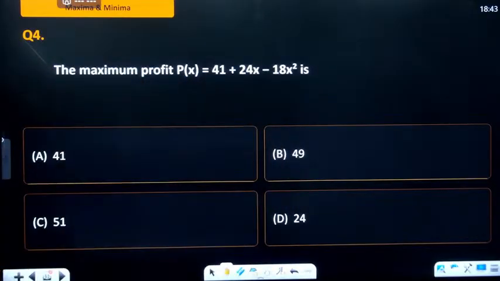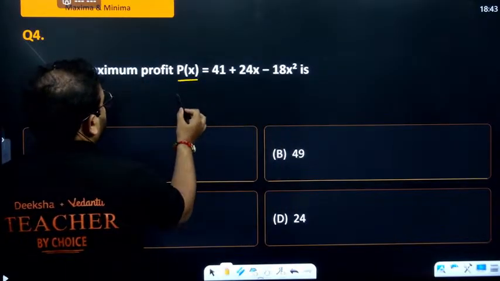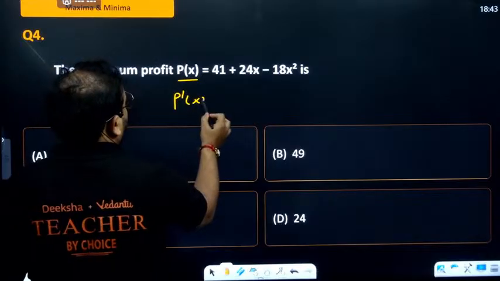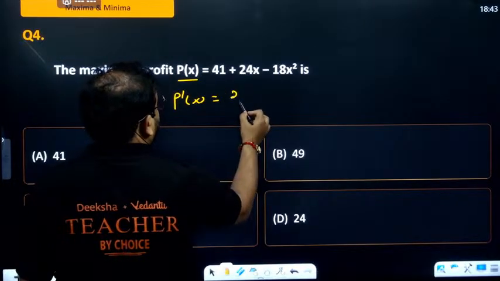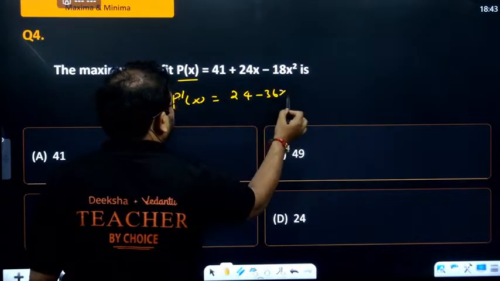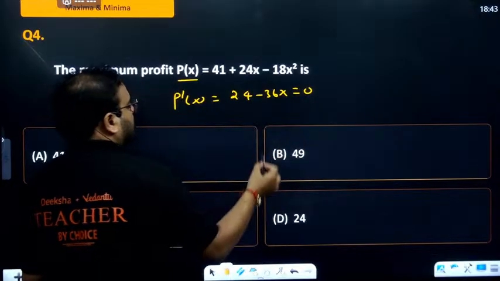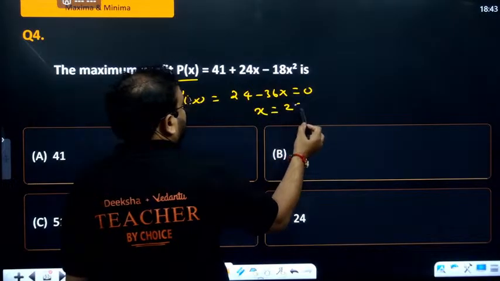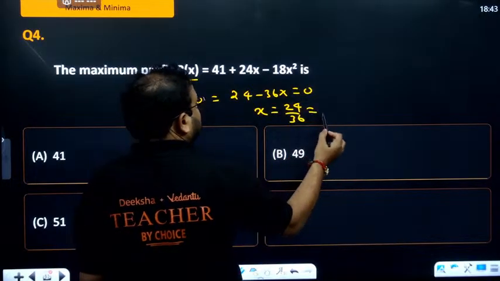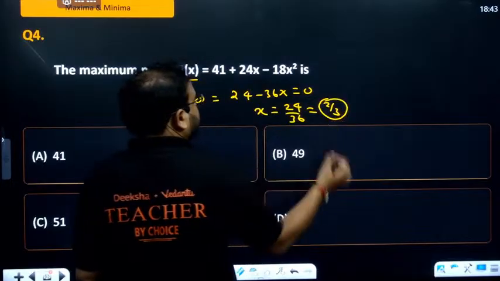Maximum profit we're looking to find out. So we have the profit function. Same approach, the derivative we're going to find out. This will be 0. We have 24 minus 36x as 0. You get the x value as 24 by 36. That becomes 2 by 3.